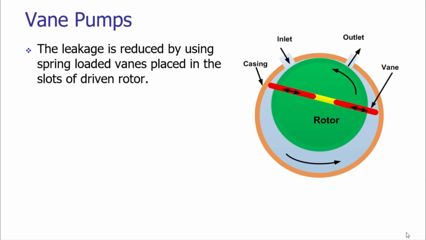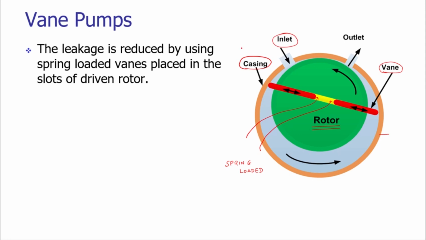On your screen you can see the schematic of a vane pump. It is having a circular casing. This circular casing is hosting a rotor, but you note here the rotor axis is offset to the axis of the circular casing. The rotor has radial slots and inside the radial slots we are hosting the vanes. The vanes are spring loaded. These springs are ensuring the contact of the end of the vane with the casing.